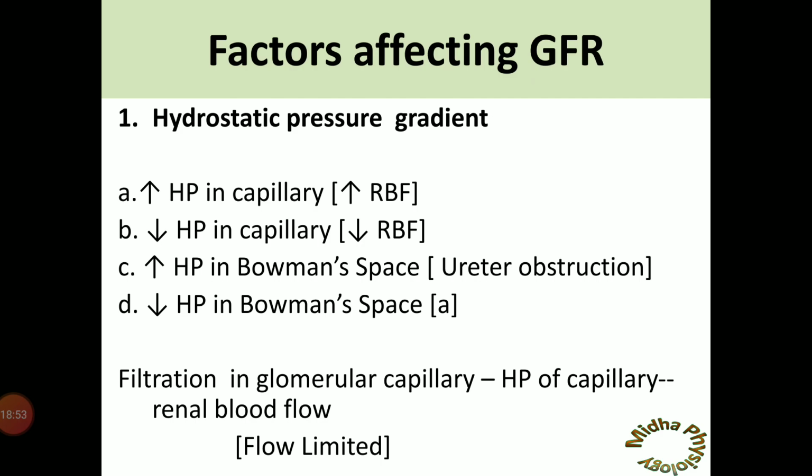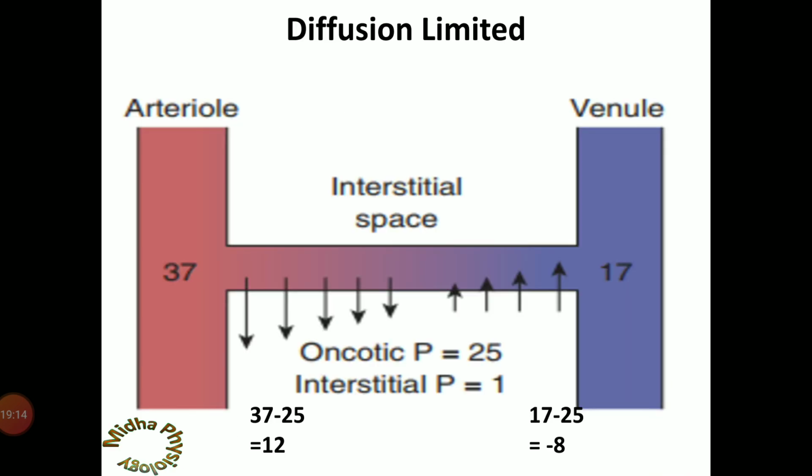So this filtration process in the glomerular capillary of the kidney is flow limited. As long as there is renal blood flow, the filtration of the blood would continue. If the flow is stopped, the filtration would be limited. But this phenomenon may not be seen in other capillaries of our body. In other parts of our body, you can see a different mechanism.